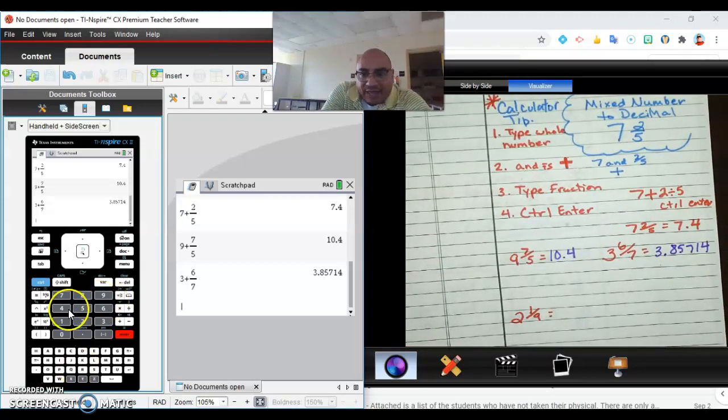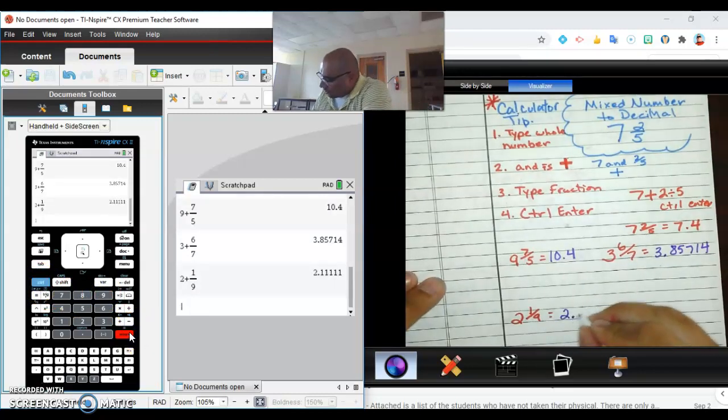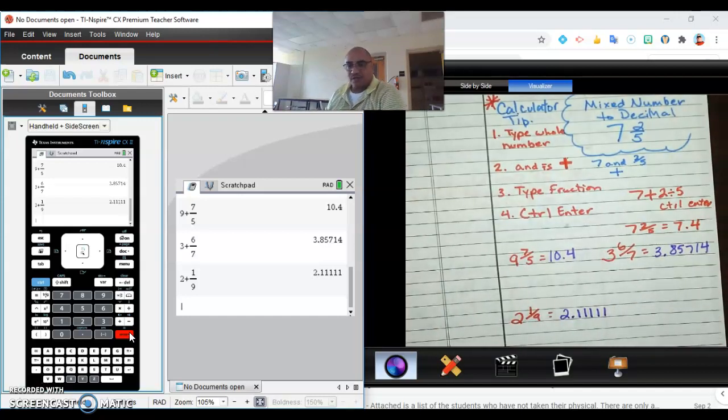The last one we have, 2 and 1/9. So 2 plus 1 divided by 9, Control Enter. We get 2.11111 and so on. Okay?